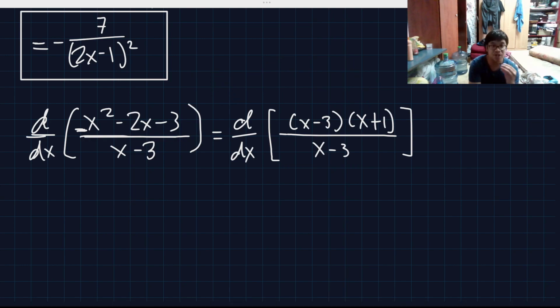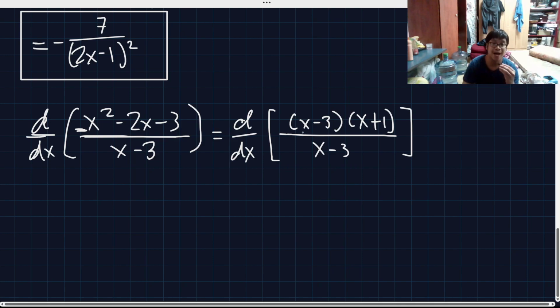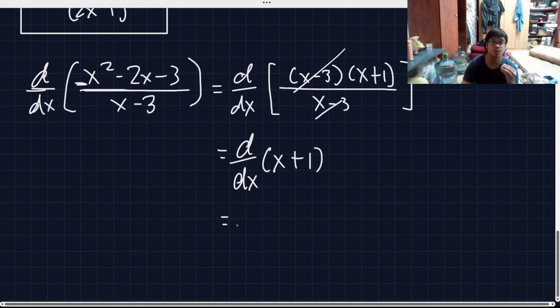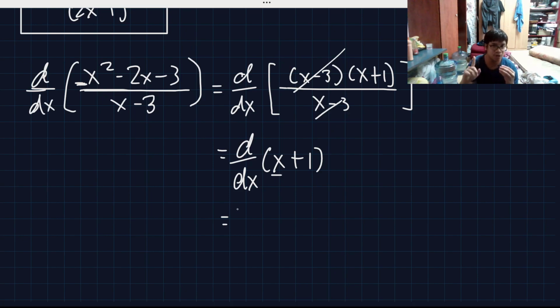Now, you see, we have x minus 3 above and below, so I can just simply cancel them. So what I have is the derivative of x plus 1. Then, I can now get the derivative of this problem. So I have x. What's the derivative of x? All right. Remember, according to the constant and variable rule of differentiation, the answer is 1. Plus the derivative of 1, remember, the derivative of a constant term is 0. So you have 1 as the answer. And that's it.